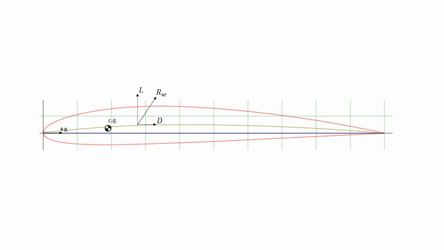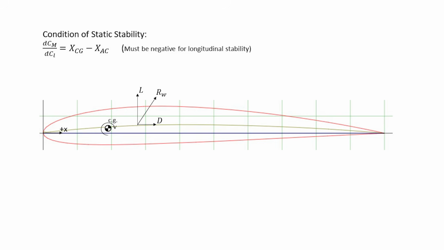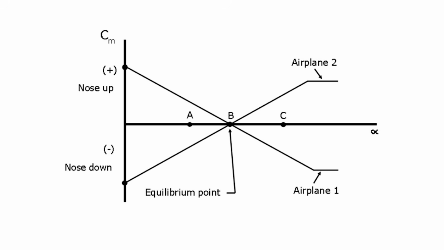By convention, we refer to the positive pitching moment of the foil as a nose-up rotation by the CG, and for the static stability of an infinite span wing of this airfoil cross-section, the condition for longitudinal stability is satisfied when the rate of change of the pitching moment coefficient with respect to the rate of change of the coefficient of lift is negative, meaning that the aerodynamic center is further aft than the CG. Graphically, this is just a negative slope on the plot.